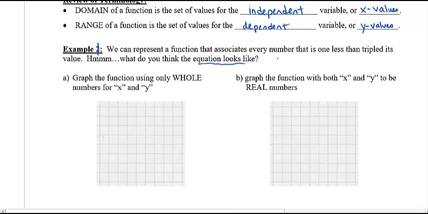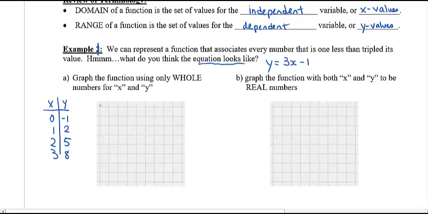1 less than triple its value. So if I triple a value, that's like 3x, right? If I subtract 1, 1 less, minus 1. So perhaps an equation looks like this. Now, I'd like you to graph out this function using only whole numbers for x and y's. Okay? Which means I'll make a quick table of values. I'll choose some whole numbers for x and y. 0, -1. 1 would be, I guess, 2. 2 would then be 5. 3 would then be 8.